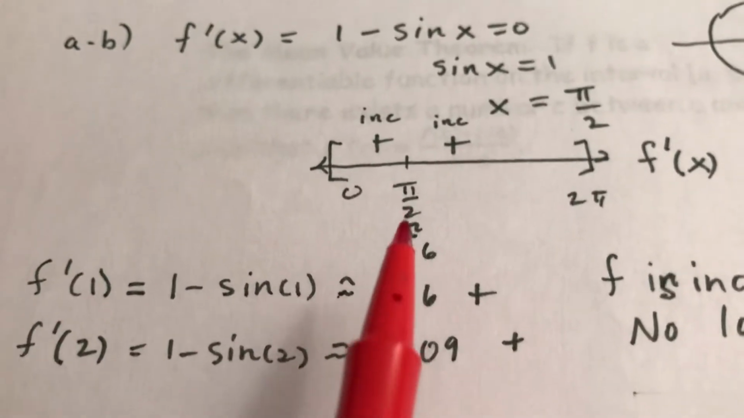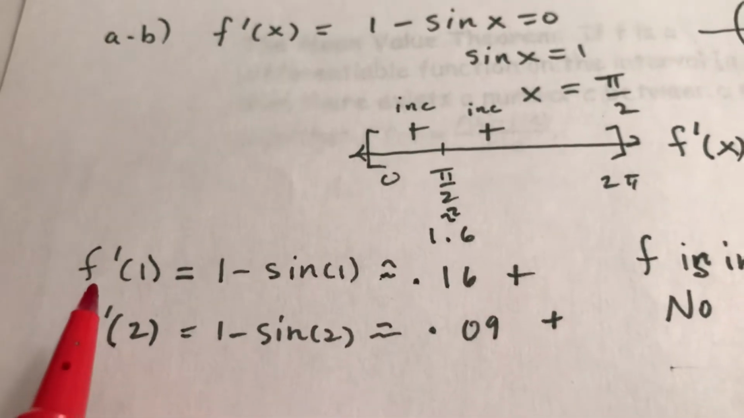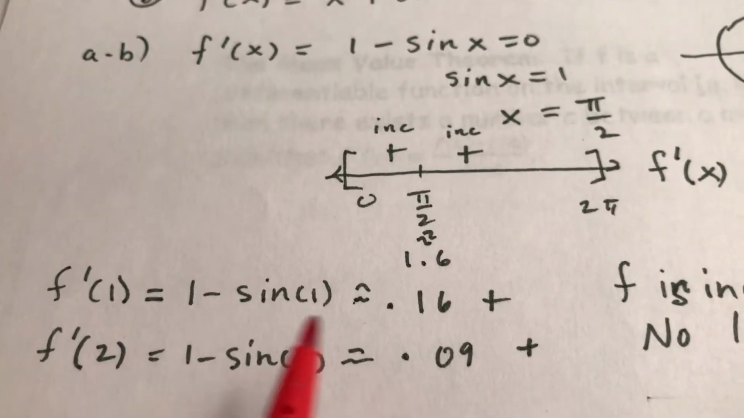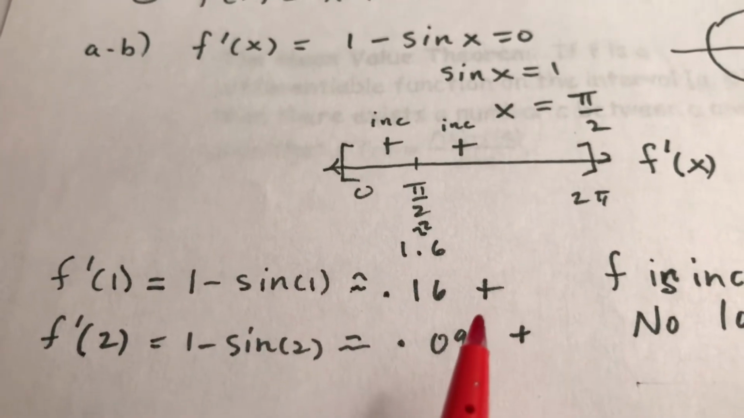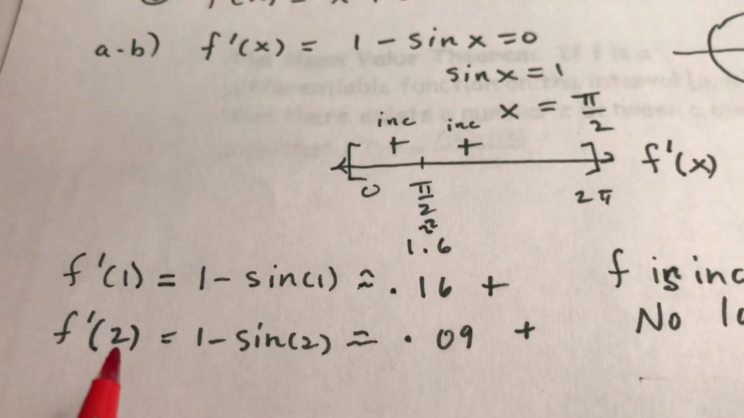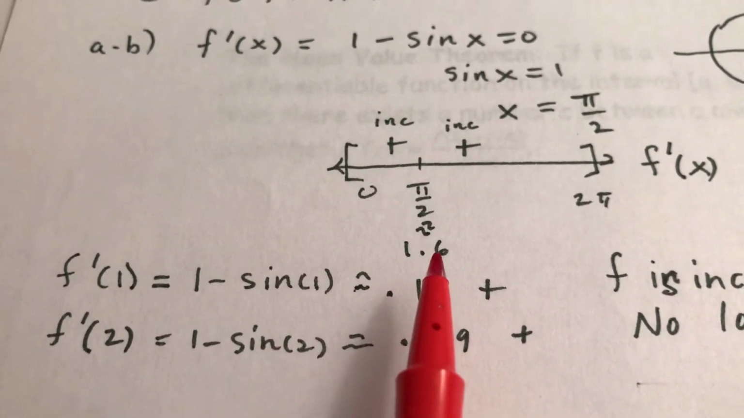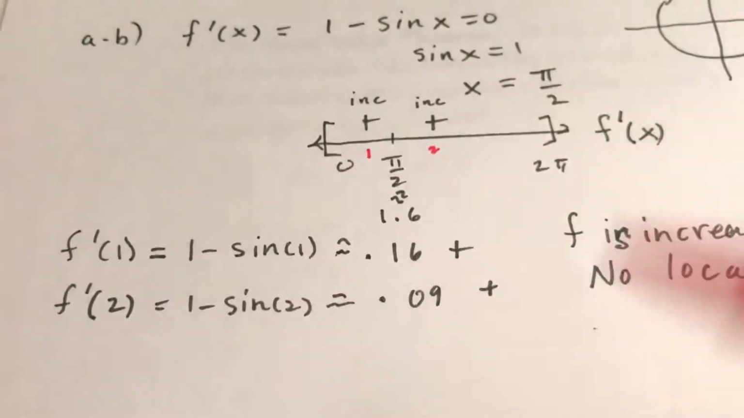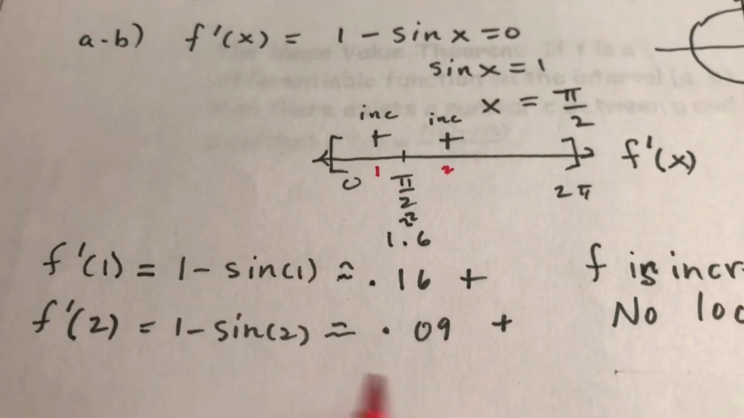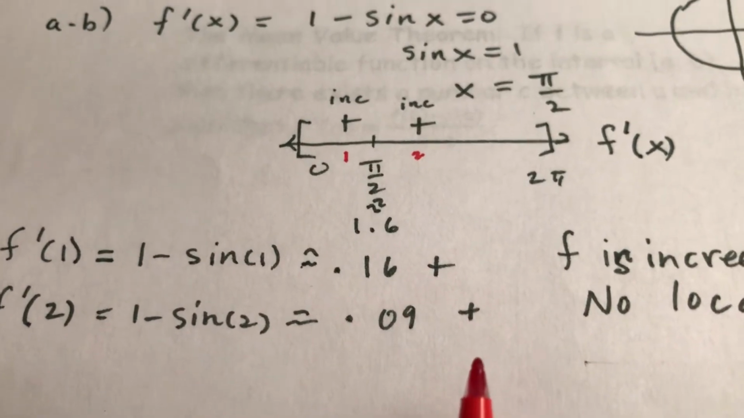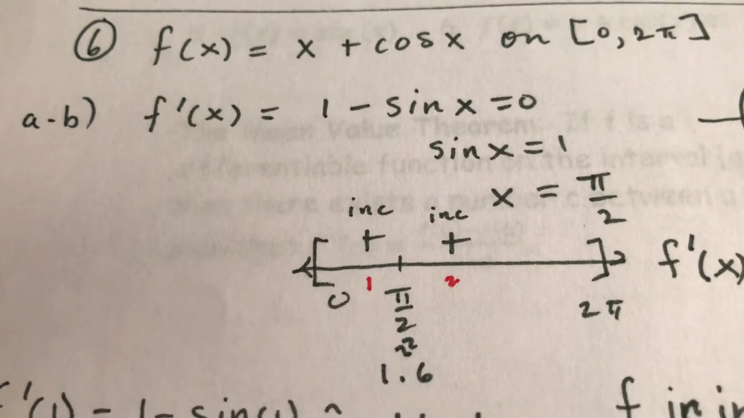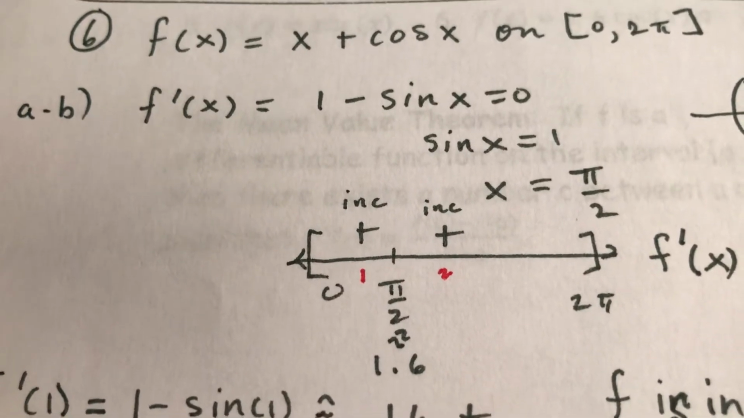So I put that in my calculator, that's about 1.6. I tried f prime of 1. This is my f prime number line. I put that in, made sure I was in radian mode, and I got positive. And then I put 2 in, because if that's 1.6, I'll put 1 on this side and 2 on this side. I'm getting 0.09, so that's positive and positive. And there's no change of sign, so there are no relative extrema or local extrema.